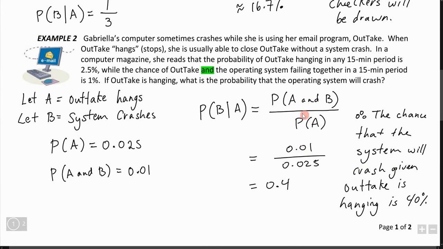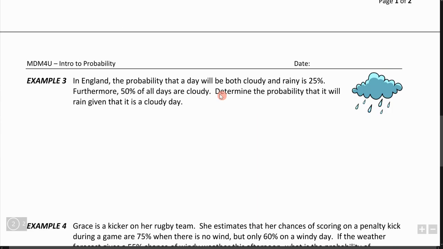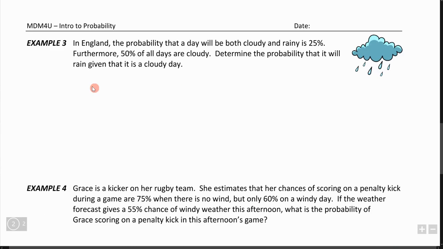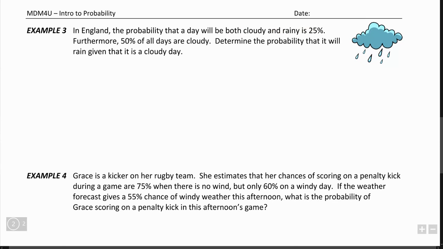Okay. All right, let's go to example number 3. So in England, the probability that a day will be both cloudy and rainy is 25%. Both cloudy and rainy. Again, I'm going to just highlight this and here. Okay.